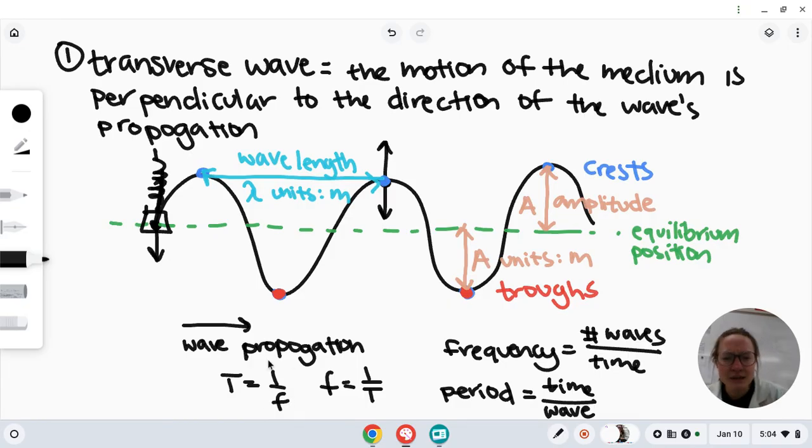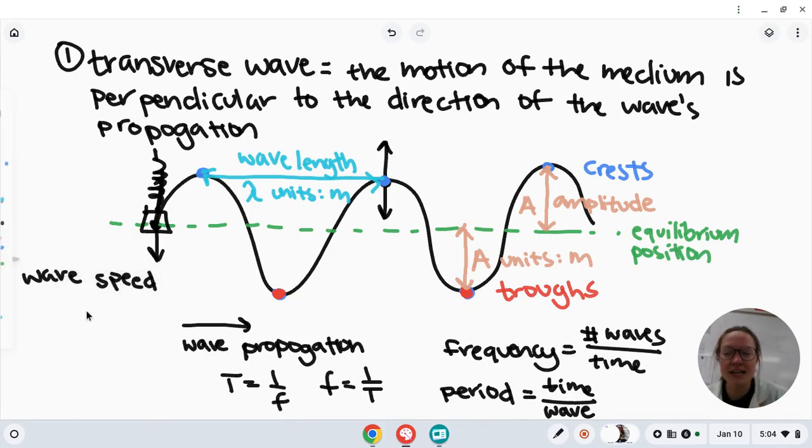The last thing that we're going to talk about here, looking at transverse waves, is wave speed. Wave speed is how fast a wave is going. And wave speed depends on what medium the wave is in. Some mediums allow waves to travel faster, other mediums allow waves to travel slower.